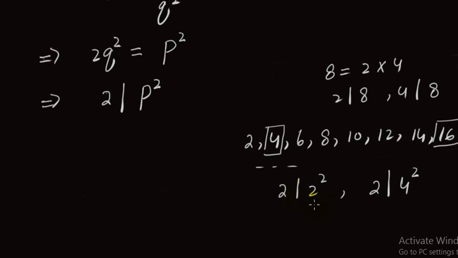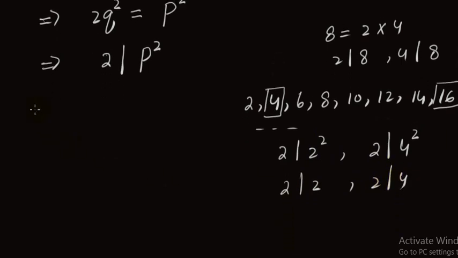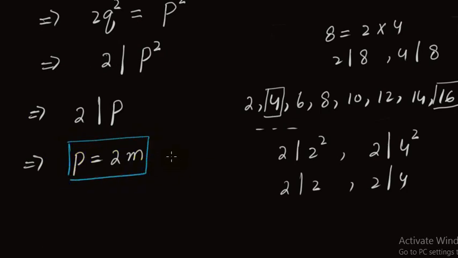Now if 2 divides the square of an integer, then 2 must divide that integer. Then we can write 2 divides 2, and from here we can write 2 divides 4. Now by using this concept we can write 2 divides p. If 2 divides the square of an integer, then 2 must divide that integer. From here we can write p is equal to 2 into some integer, say m. This is our equation number 2.